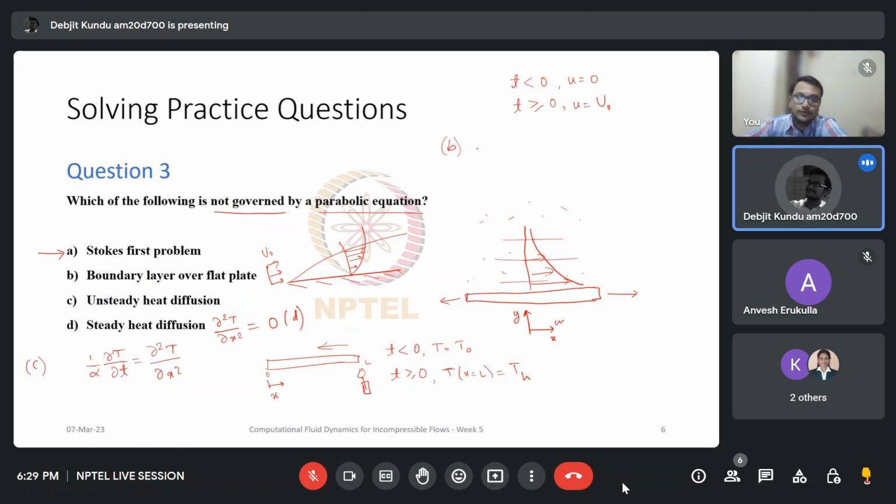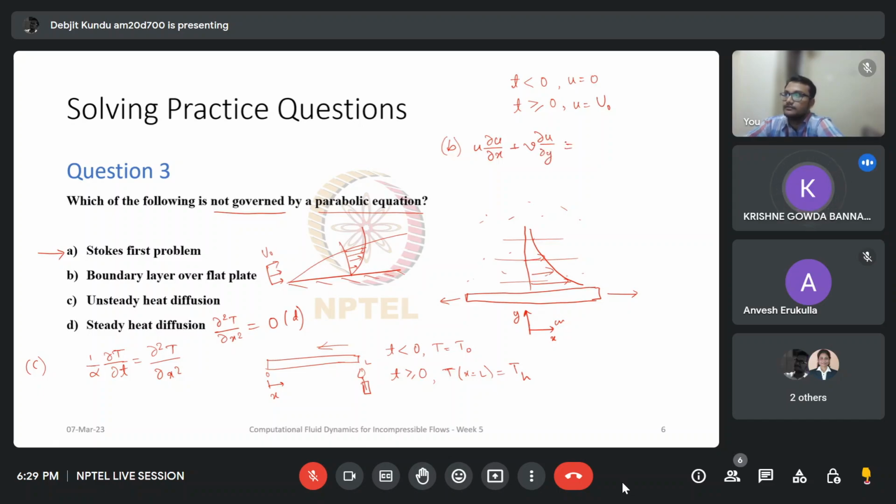What would be the equation governing boundary layer over flat plate? So on the left hand side we have the convective part, and on the right hand side what do we have? The diffusive part. Okay. These are the only equations which survive. Sorry, this is dy square.